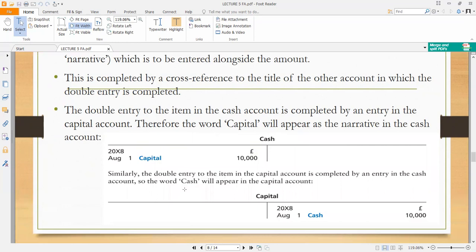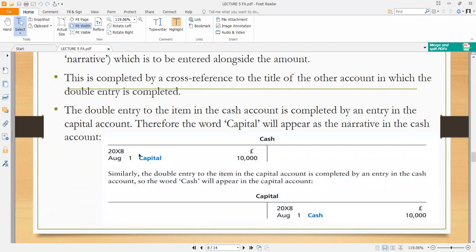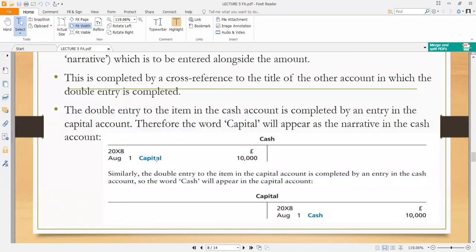Now, narrative is about knowing what the entry is. Without a narrative, you can't know. You can't just put 10,000 there without a narrative. A narrative means that I need to put the term capital here, and this term capital shows that this is our capital. So this is a narrative. Every account should have a narrative. If it is an asset, put assets as a narrative.